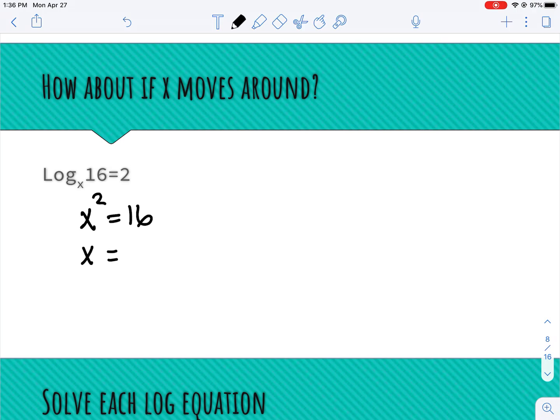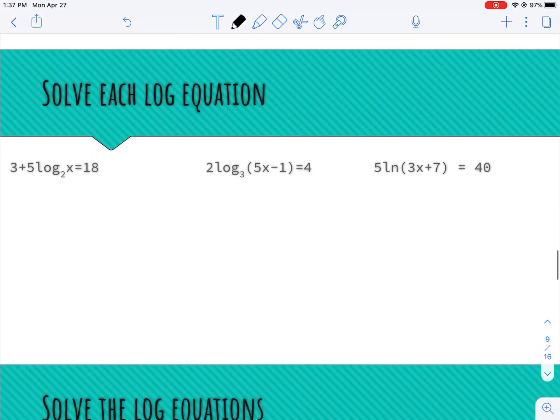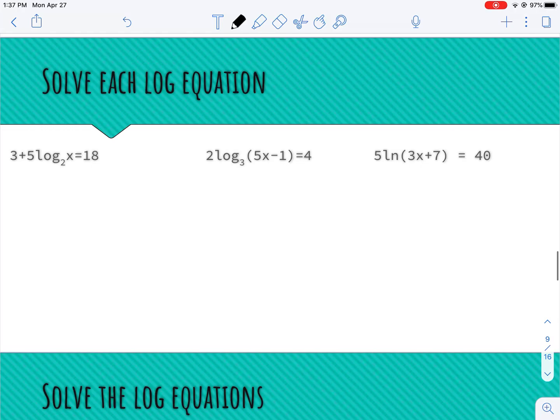Okay, what about if they move x around? So you can move x in different spots. So I could do x squared equals 16. And to undo a square, I'd have to square root it. Again, test out your answers. If you try log base 4 of 16, you get 2. But if you try the -4, it gives you a non-real answer. Okay, so the solution to this one is only the +4. The -4 would be considered extraneous.